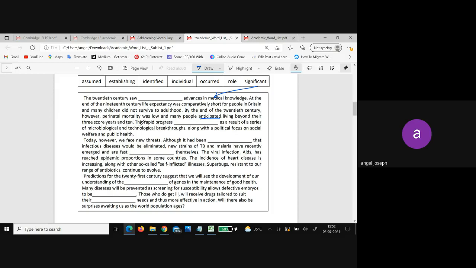That's what it's saying. This rapid progress dash, as a result of a series of microbiological and technological breakthroughs, along with political focus on social welfare and public health. This rapid progress dash, what do you want to put here?